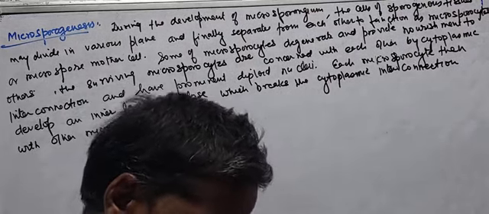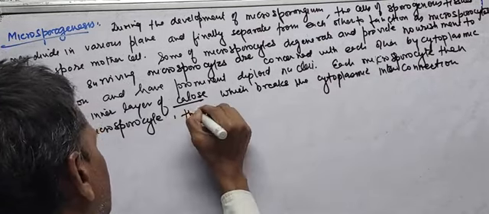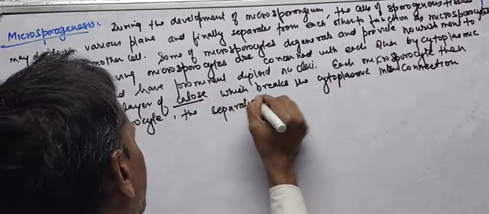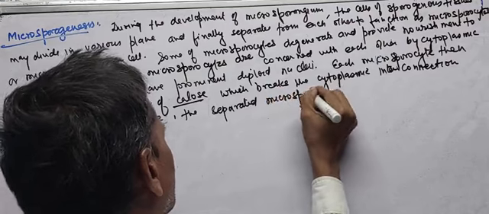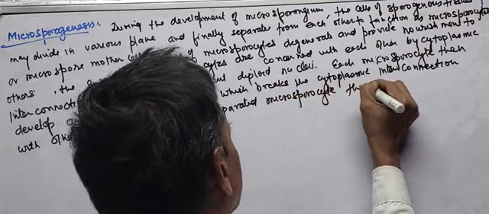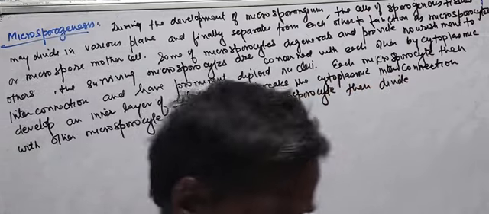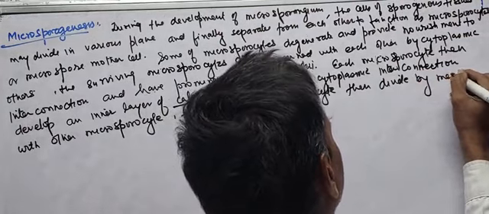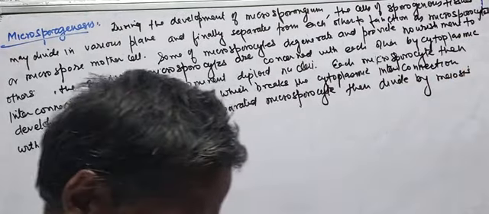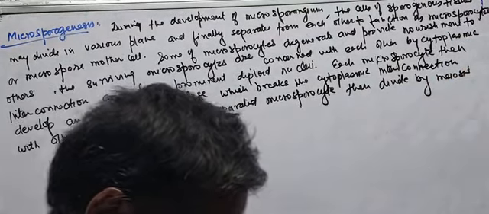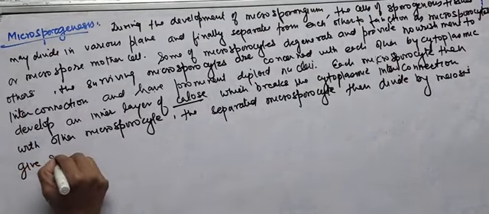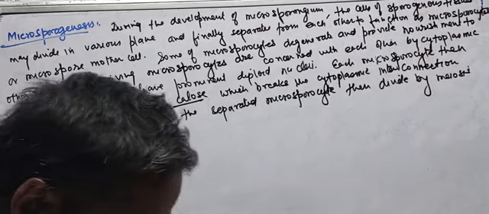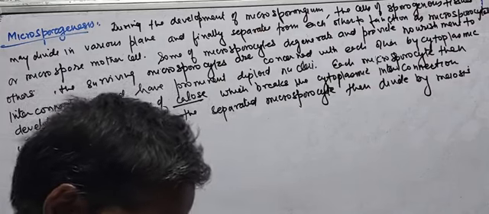The separated microsporocytes then divide by meiosis and give rise to tetrads of haploid microspores.